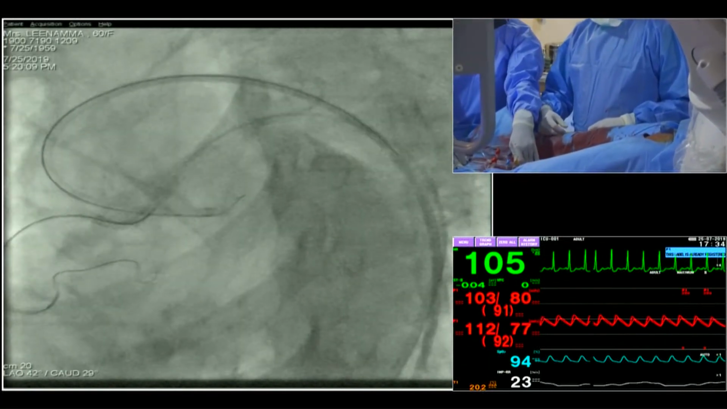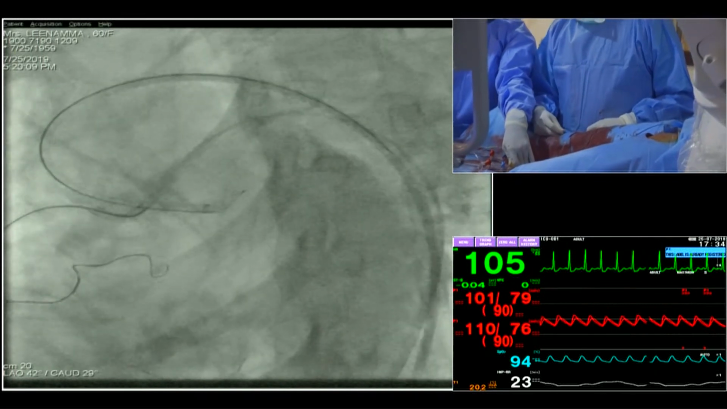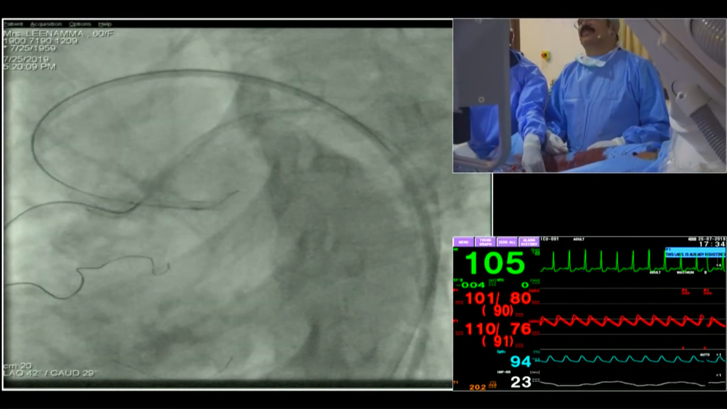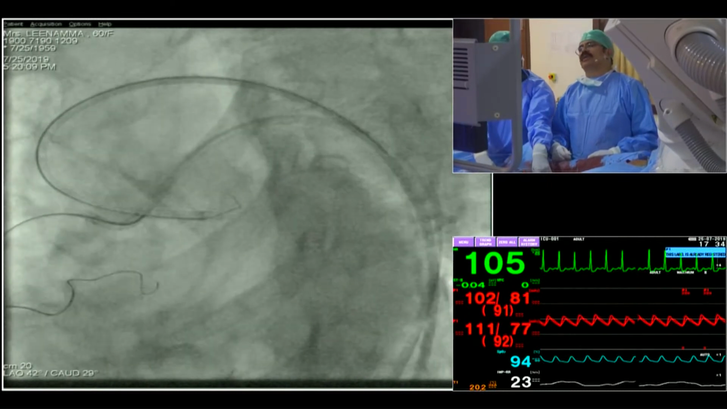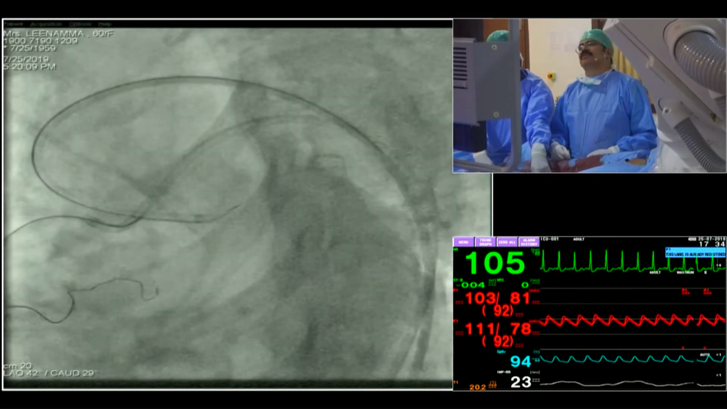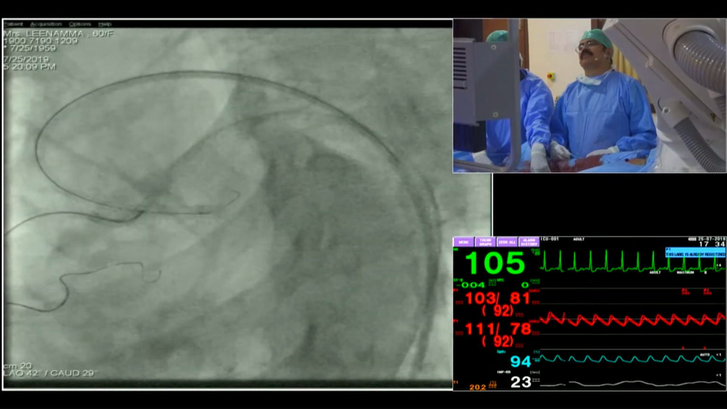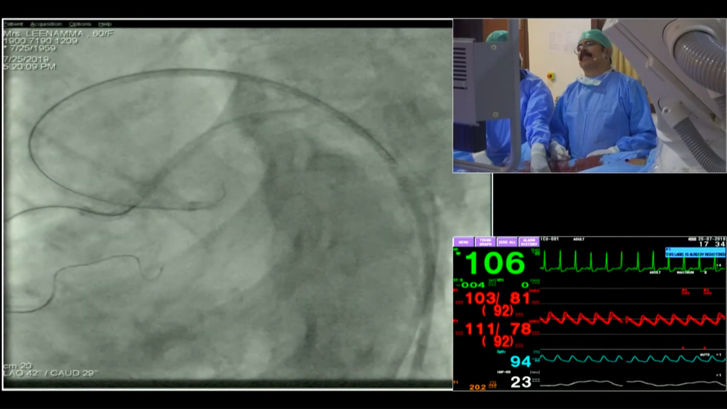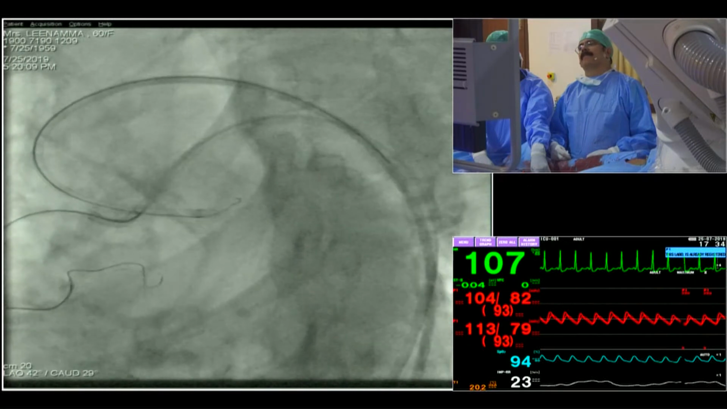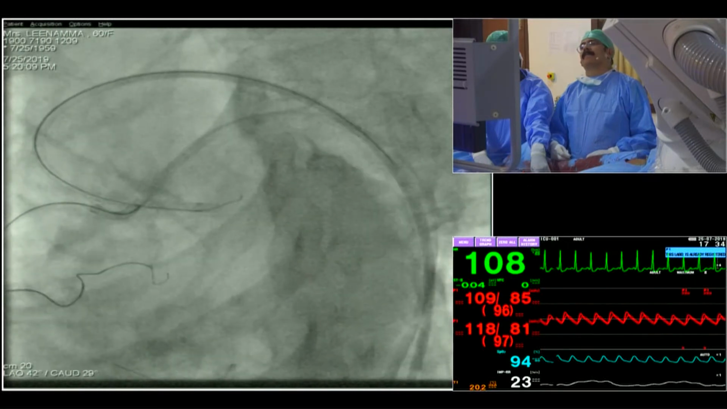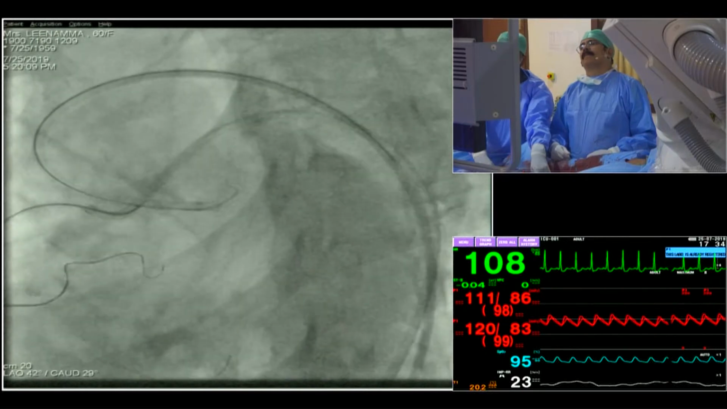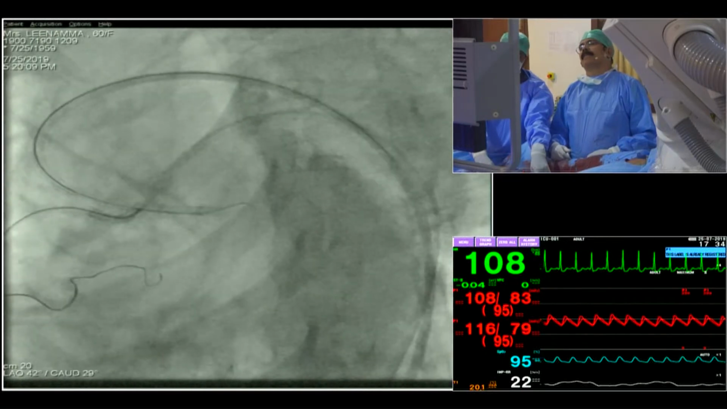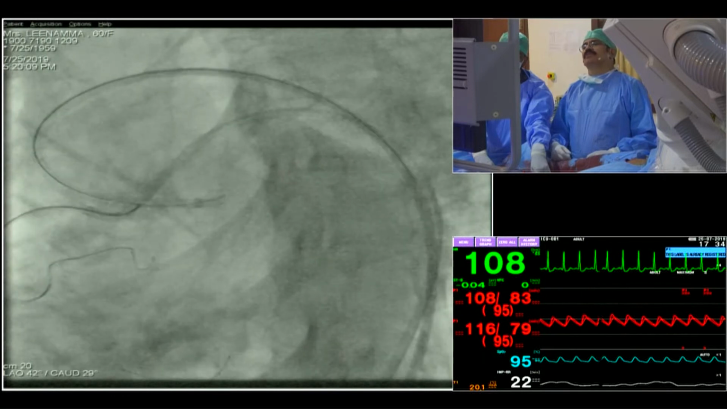Yeah. Ideally, Sushil, you have to put a wire into the circumflex and keep the LMCA preserved, you know. Yes. That's actually the ideal situation. Here I am thinking that there is a possibility that I can put the wire at any point of time.